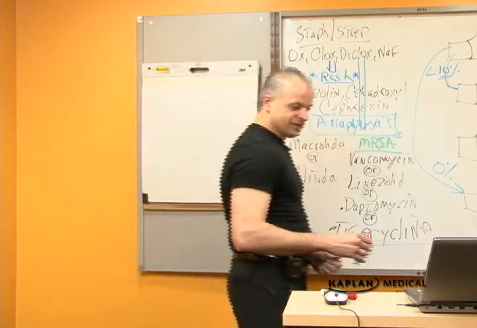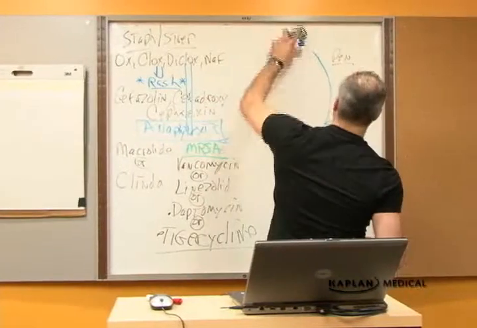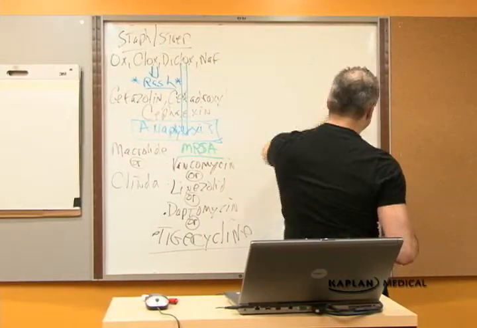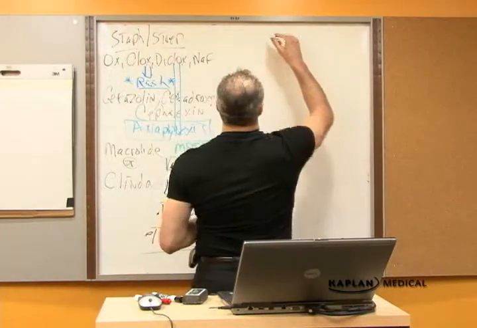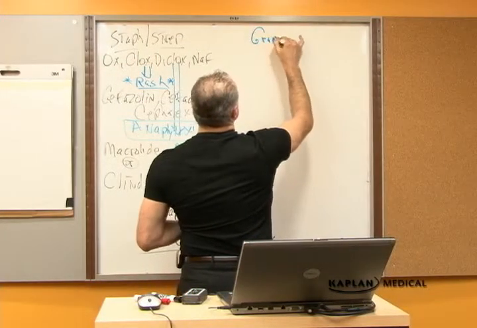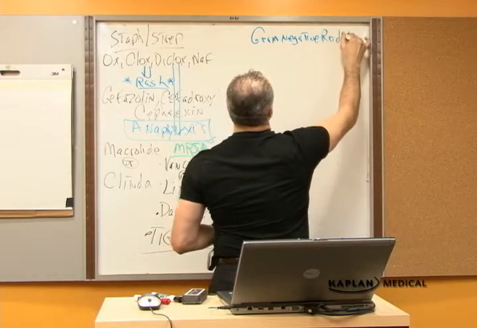All right, we're feeling good, feeling fine. Getting answers right all the time. Okay, now let's go to the next set of drugs. The next set of drugs is, what are we going to do about gram-negative rods? Gram-negative bacilli.